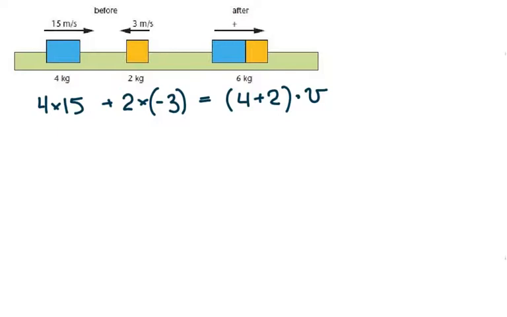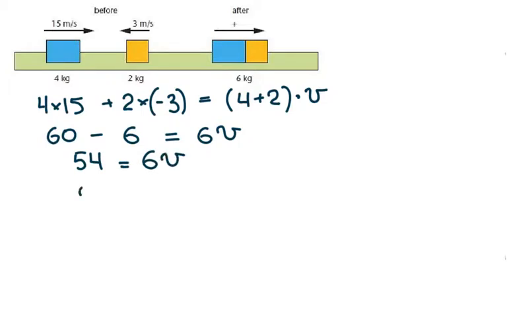So it looks like this one is 60, negative 6, and here I have 6v. So this 54 is equal to 6v. So the velocity of both of them after is going to be 9 meters per second.